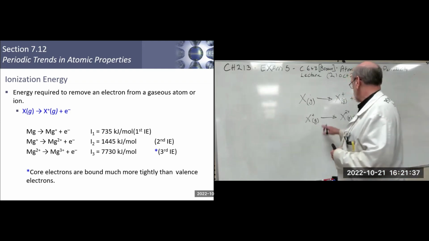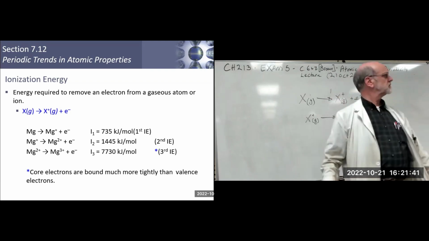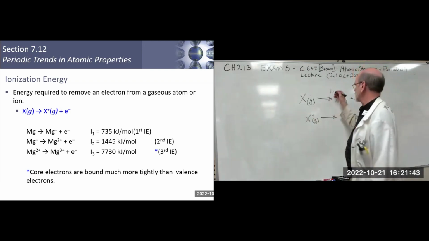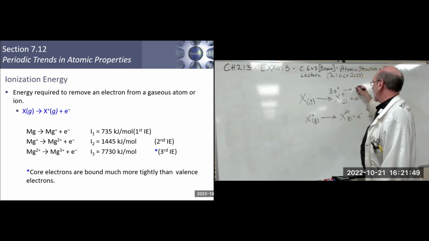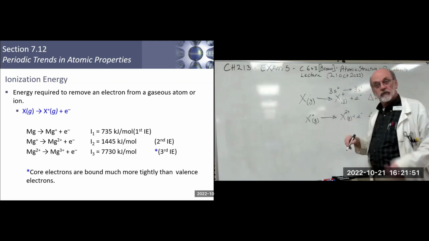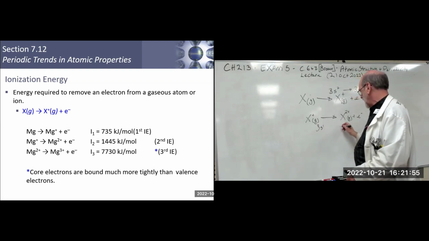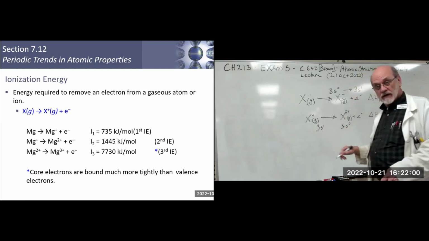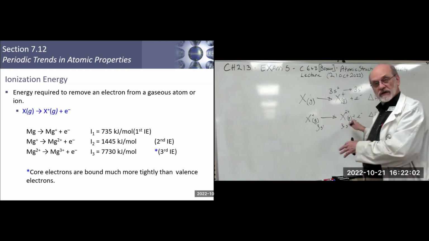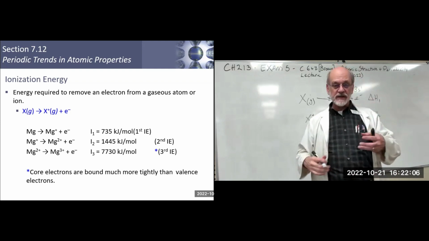But we're still, for magnesium, this would be the 3s2. Now it's 3s1. We've removed an electron. So now we're taking the 3s1 and going to a 3s0. Now there are no electrons in that orbital. All right, so those are the valence electrons.